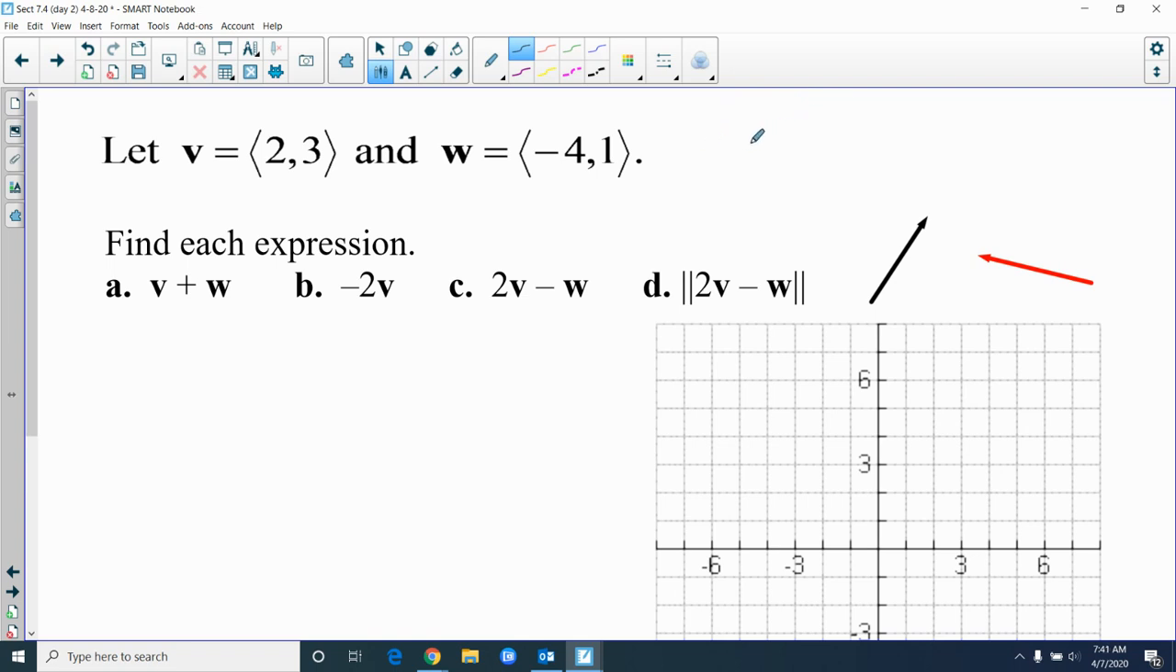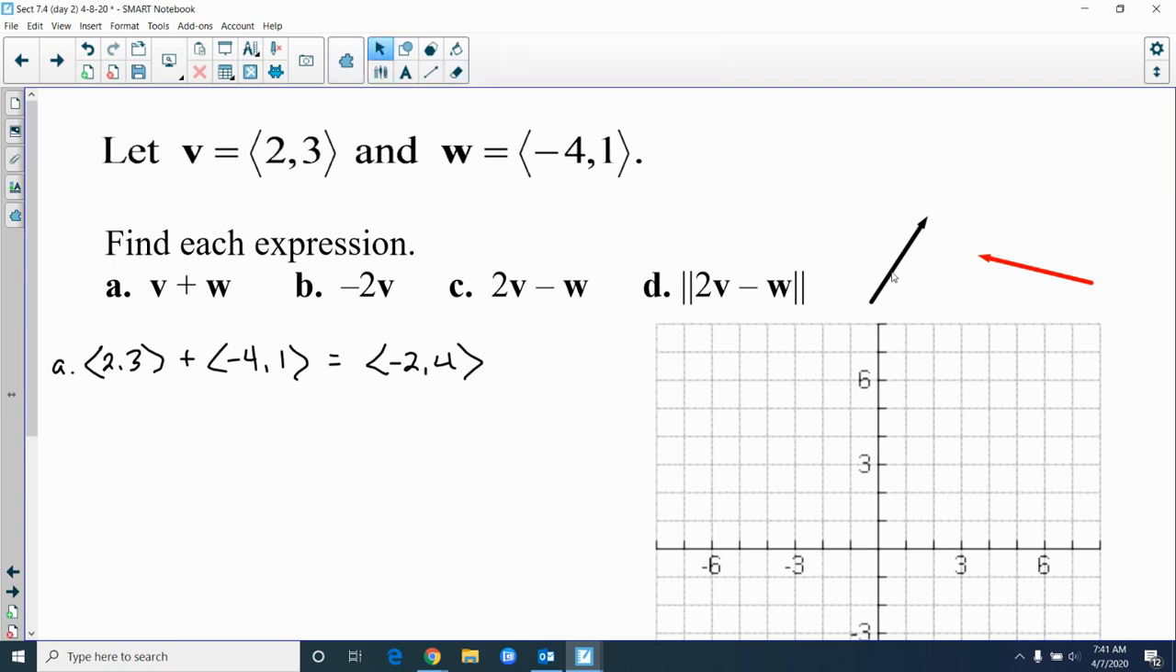All right, let's take a look. We're still on those guided notes from yesterday. That should carry us all the way through. V is the position vector 2, 3. W is the position vector negative 4, 1. We're just going to do a couple cases here. For A, we want to add them. If I add 2, 3 plus negative 4, 1, you just add 2 plus negative 4, which is negative 2, and you add 3 plus 1, which is 4. So that is the position vector.